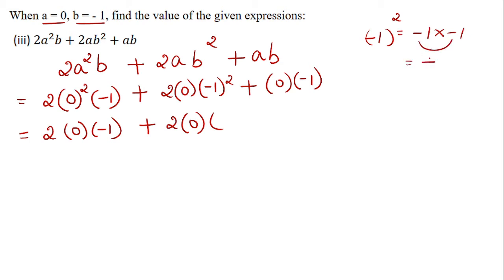Minus into minus is plus, 1 into 1 is 1. So plus 1, and then here plus, plus into minus, minus, 0 into 1 is 0. Now 2 into 0 is 0, 0 into minus 1 is 0. 2 into 0 is 0, 0 into plus 1 is 0, minus 0. The answer is 0.